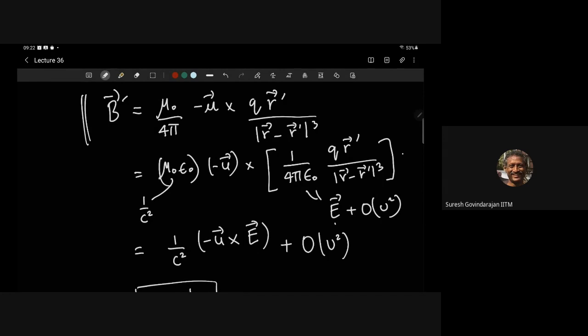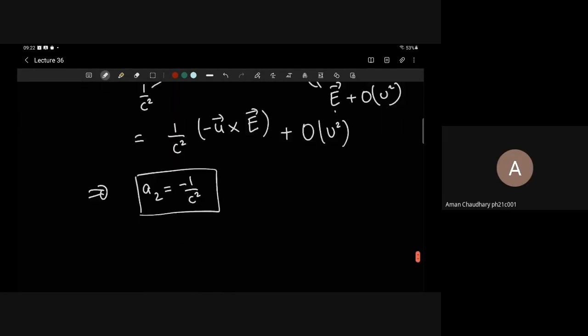Okay. If I had called it E prime, you would not object. But E prime is E plus order u square, so I jumped one step. You're right. Okay, correct? Great. So we have a nice, beautiful conclusion.